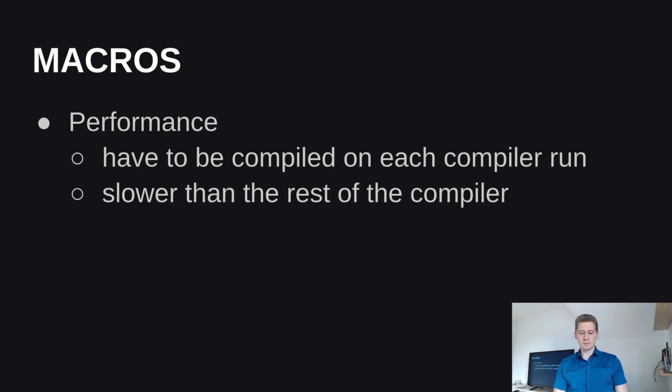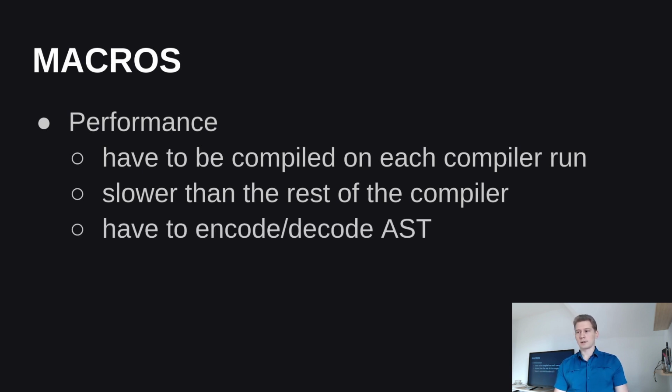And the worst thing is that the compiler has to encode and decode all the data passed to and from macros, and that takes a lot of time and a lot of allocations, so it hits performance even more. I worked on a project where out of a 1 minute compilation, macros took like 20 to 30 seconds to execute. That's nothing. That's for a 1 minute project. Like it's 50% of compilation time sometimes.